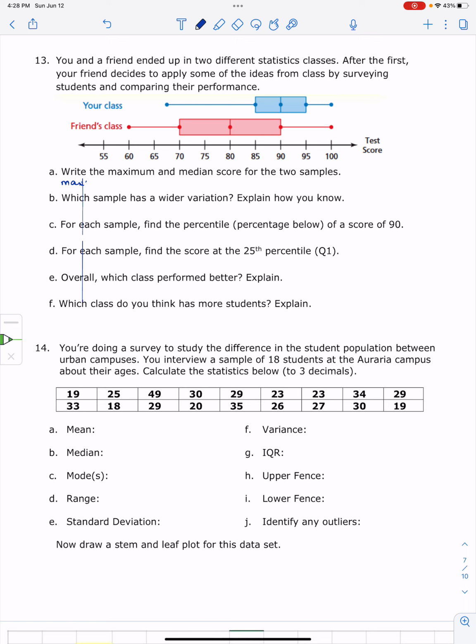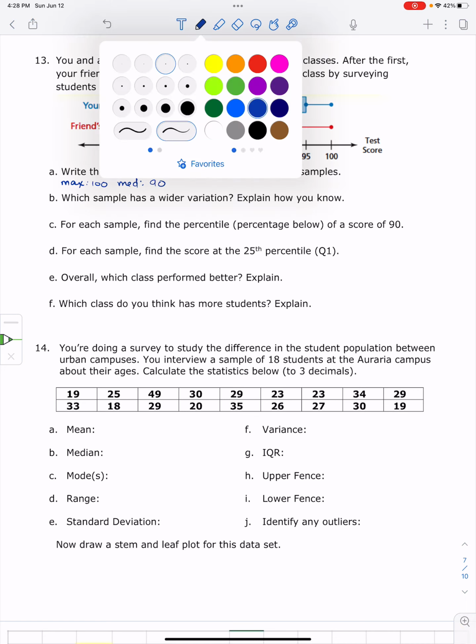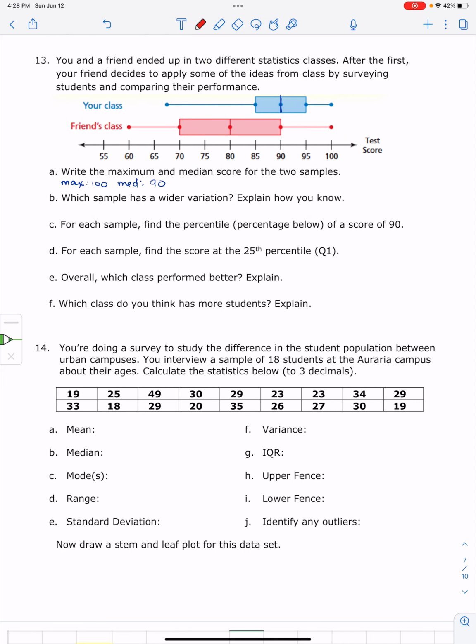So in blue, for your class, our max is 100. Our median, this value right here in the middle, is 90. For your friend's class, we also have a max of 100. Our median here is 80.